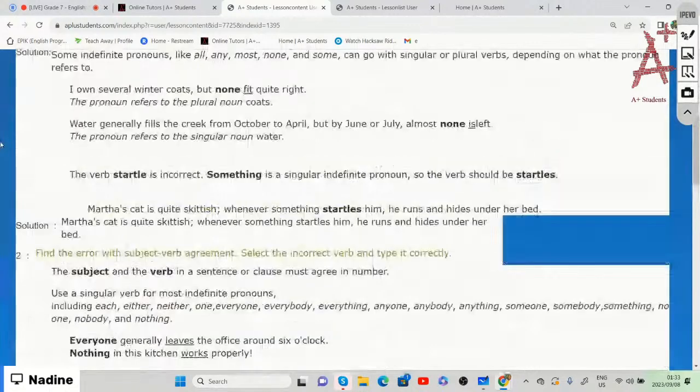All right, so now we're going to look at a little activity. It says Martha's cat is quite skittish. Whenever something startles him, he runs and hide under her bed. So Martha's cat is quite skittish. Whenever something startles him, he runs and hides under her bed.